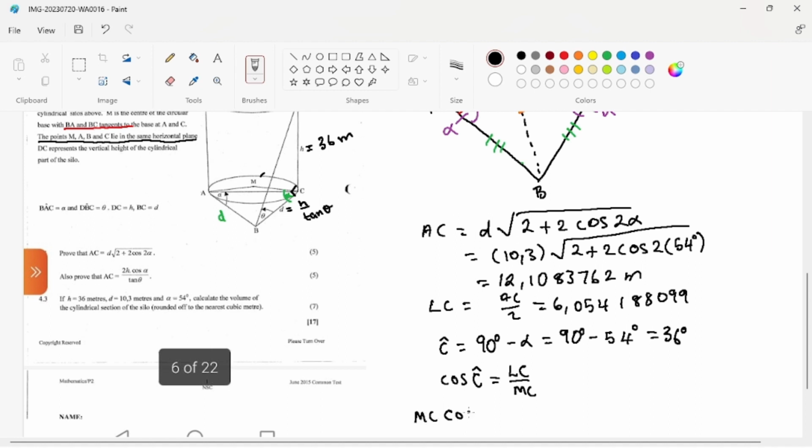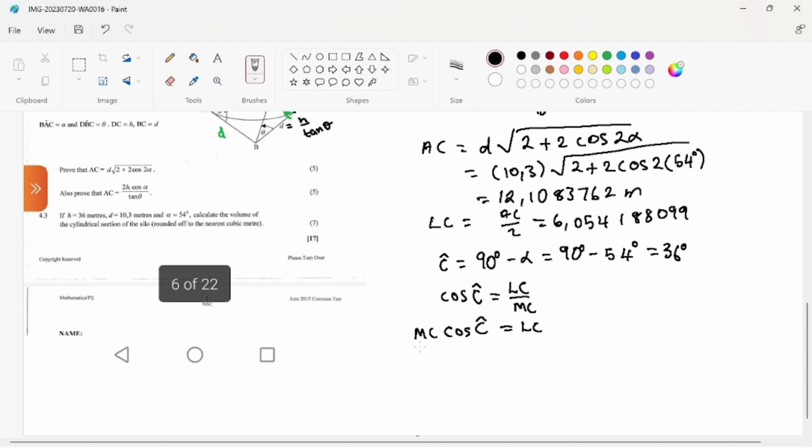MC cos C is equal to LC, and then we divide by cos C on both sides. So our LC is 6,54188,099 divided by cos 36.